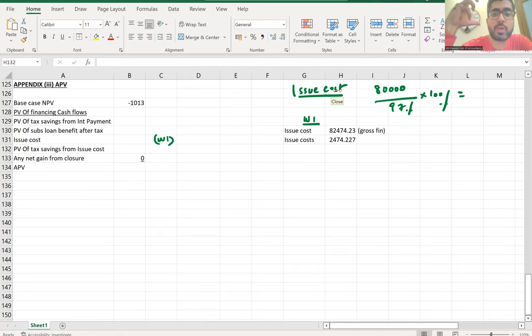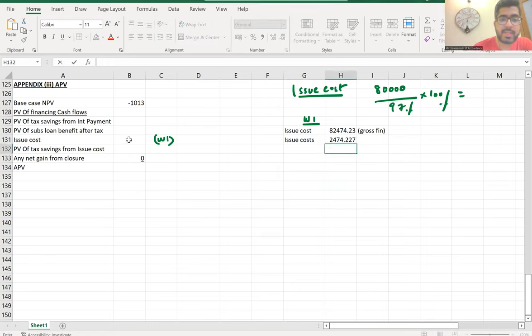So Banmi, your question, what about the working capital? That's why I've taken 80,000. 70,000 was the plant and machine investment and 10,000 was the working capital. So you needed 80,000 at year zero. So first gross it up and then 3% of gross finance, 2474. This is the issue cost, it should be negative.